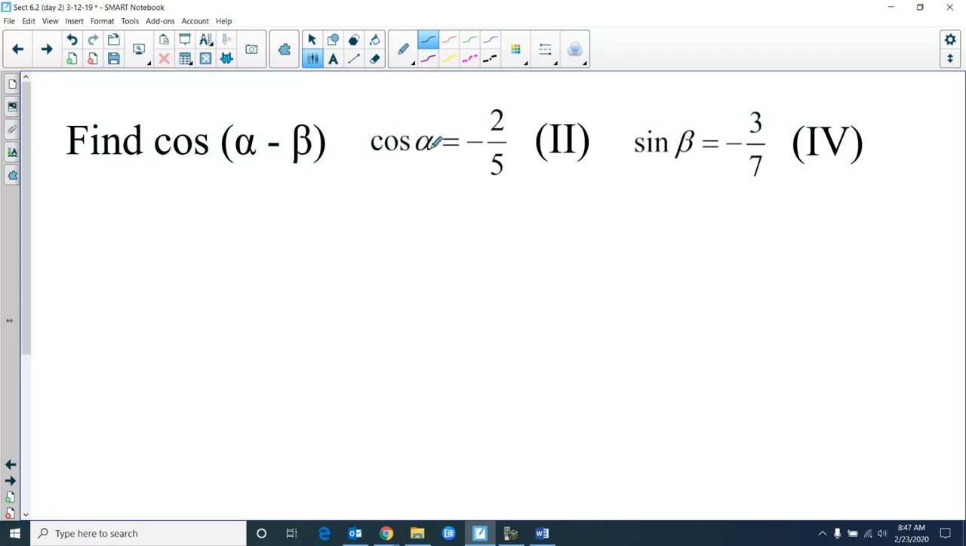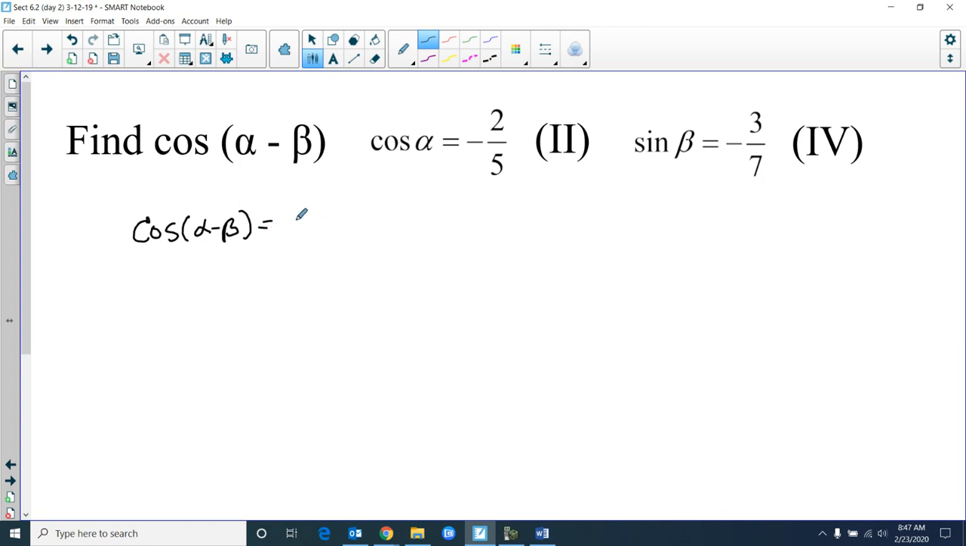I'm going to give you the fact that the cosine of alpha is negative 2/5. The angle is in quadrant 2. The sine of beta is negative 3/7. The angle is in quadrant 4. All right, so go to your identity sheet. What is the formula for the cosine of alpha minus beta?